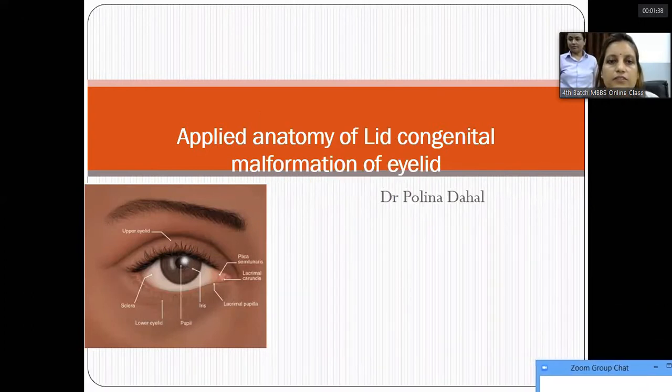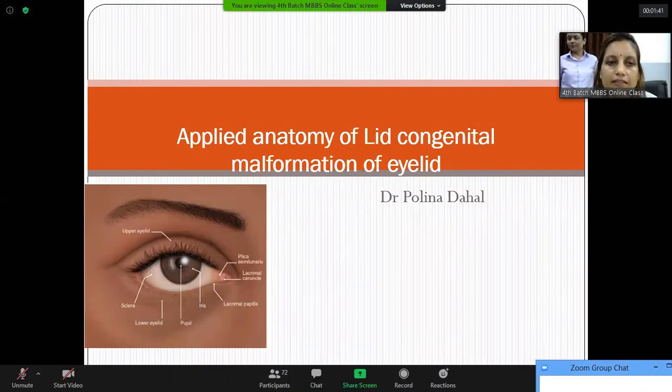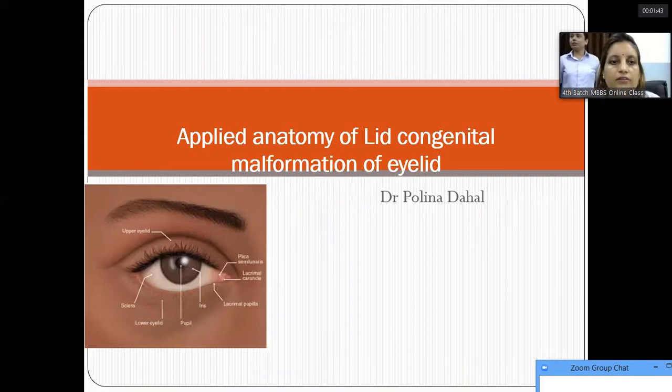In this picture, you can see the eyelids and their structures. We have an upper lid and lower lid, and along with the lids, we have a medial canthus, which is present on the medial side, and a lateral canthus. And this is the lacrimal caruncle, and this is the plica semilunaris. This part we will discuss later in the conjunctival part. Today we'll be discussing the lid.